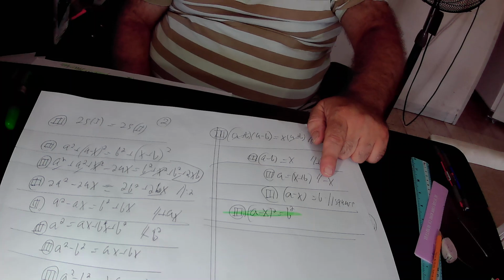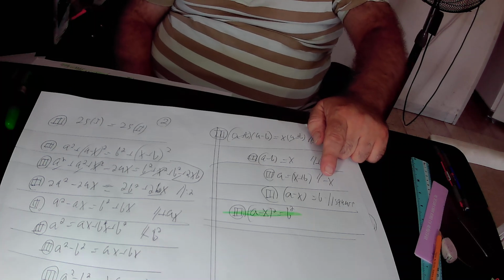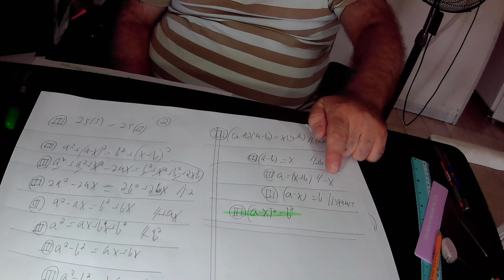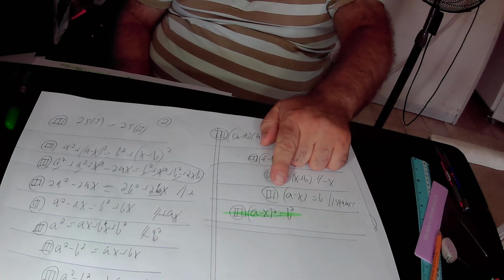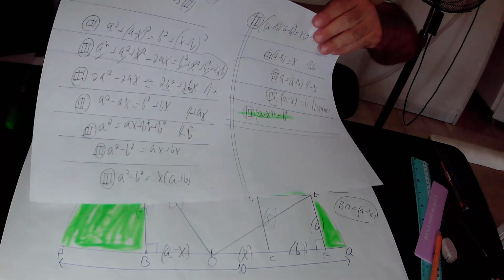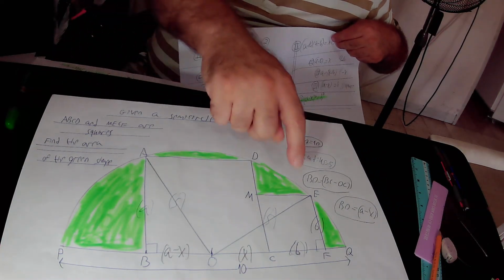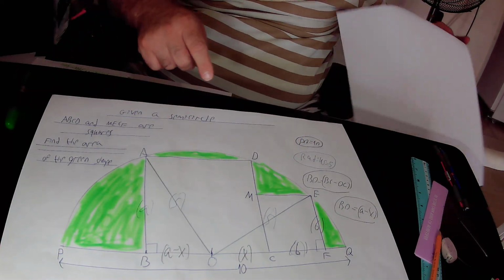Here we squared both sides of this equation 3, and finally found out that A minus X square equals B square. Repeat again, according to equation 3, we actually found out that A minus X square equals B square. Our task is to find out the area of this green shape. So what is the area of the green shape?